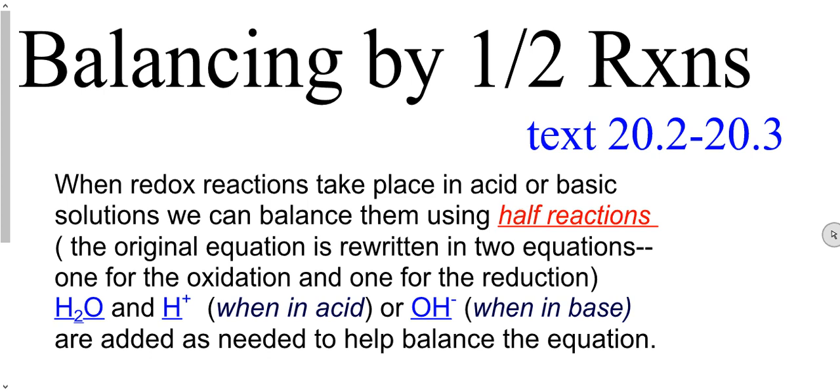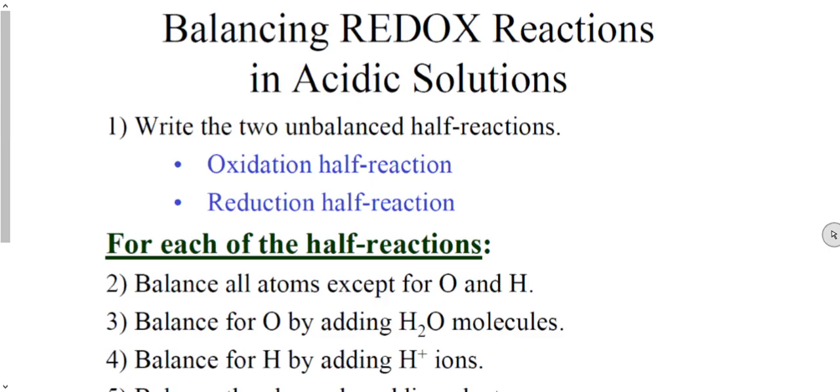So you're going to find information about this. It's quite often called balancing by half-reaction method, and we've got sections on it in our textbook. Just by the title, the idea of half reactions, we're going to separate the reduction half of the reaction from the oxidation half of the reaction. Then once we have them separated, we'll balance each half of the reaction separately, and finally we will put them back together to make a whole reaction again.